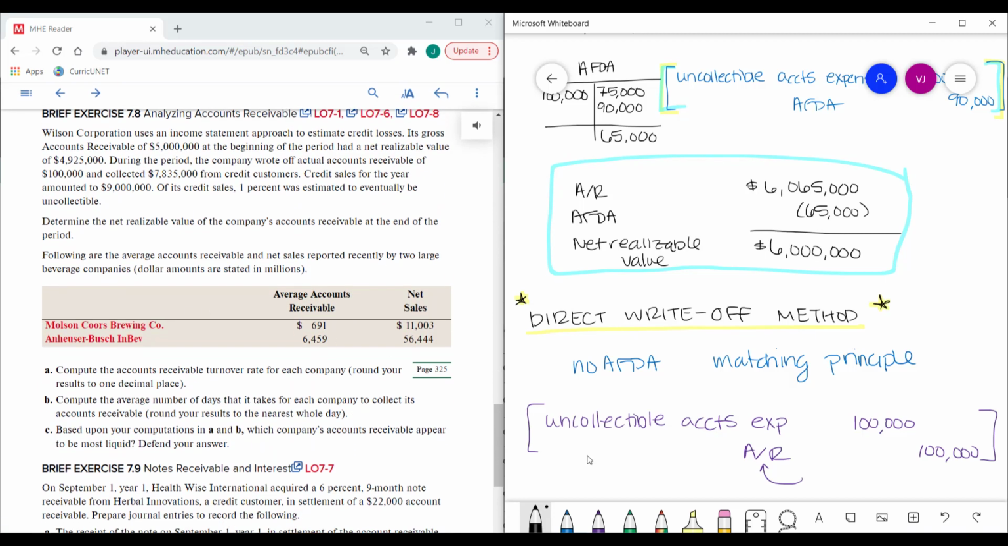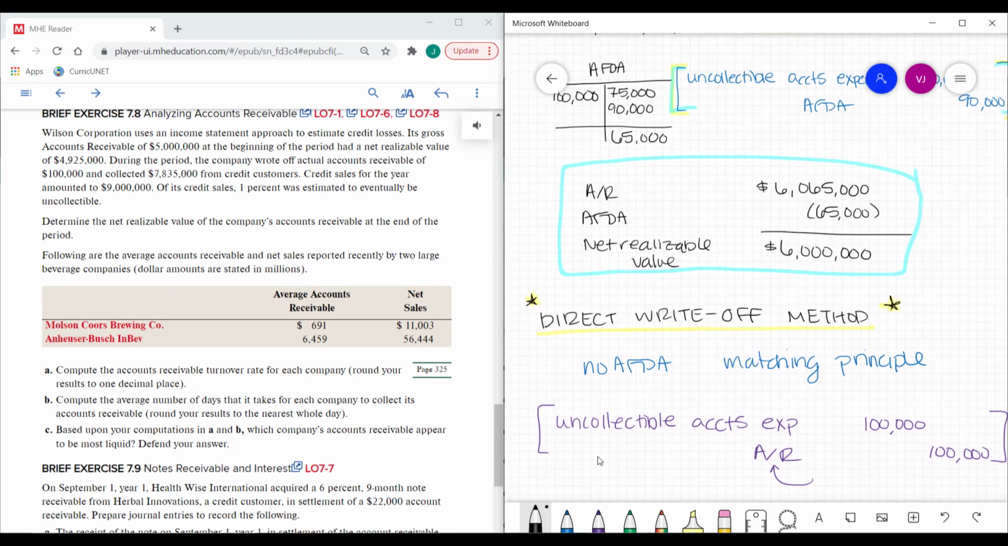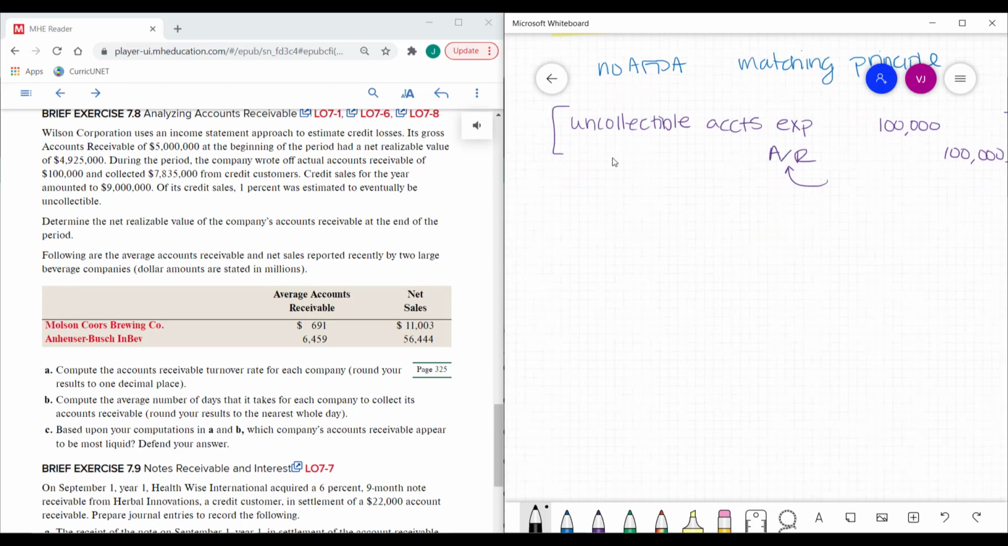So again, this next problem, I think we would label the one we just did as 7.7, so technically it's 7.8 now. And this one's starting here. It says, following are the average accounts receivable and net sales reported recently by two large beverage companies. So we have Molson Coors Brewing Company and Anheuser-Busch. They give us the average accounts receivable for both and the net sales for both. For part A, it's asking us to compute the accounts receivable turnover rate for each company and round your results to one decimal place. So we have Molson and then we have Anheuser.